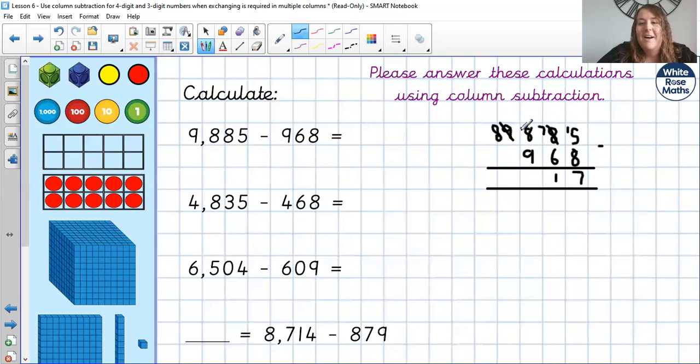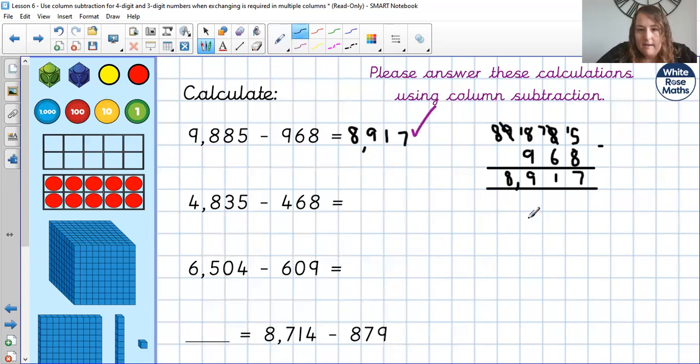There you go. Popping a 1 next to my 8 in my hundreds column. So I've got 18, take away 9, which is going to leave me with 9. And then 8, bringing it down because it's not taking away anything else in my thousands column. The answer is 8,917. So if you got that one right, a huge well done, give yourself a tick.